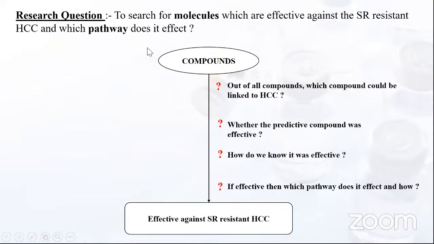And then I would like to find the pathways which are involved with these molecules, those pathways which these compounds actually affect, the drug targets. So I have a few questions which I would like to answer while linking the effective compounds against sorafenib-resistant SCC. Out of all the compounds, which compound could be linked to SCC, and whether the predicted compound was effective. And if it was effective, in which pathway it was involved.